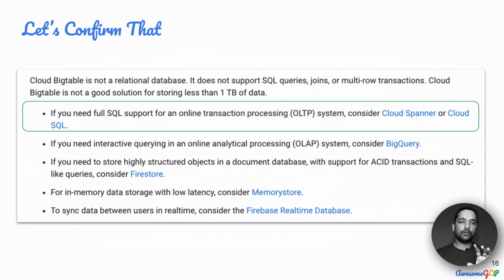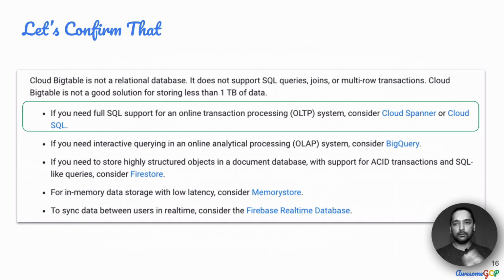Let's confirm what we learned about Bigtable a little bit and also about OLTPs and what is available as OLTP within Google Cloud. So the first line says that Cloud Bigtable is not a relational database. That's a good thing. We have not marked that as one. It does not support SQL queries, joins, multi-row transactions.